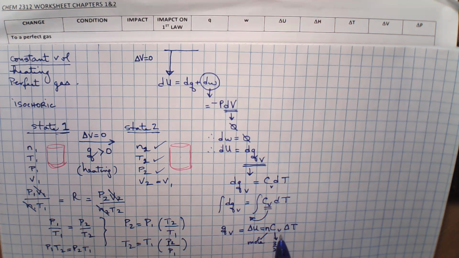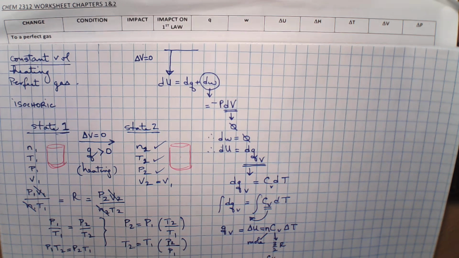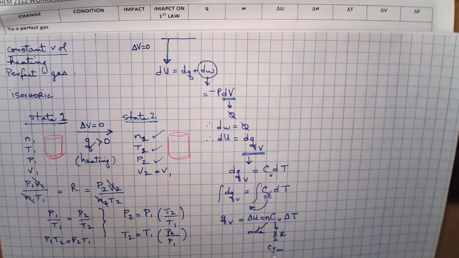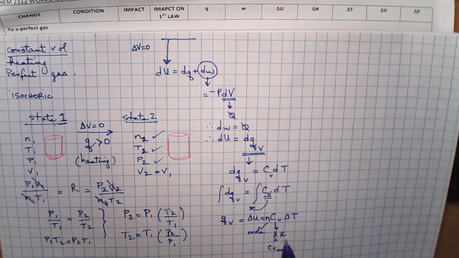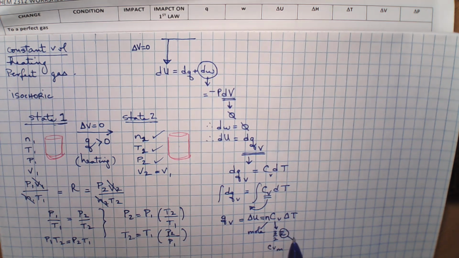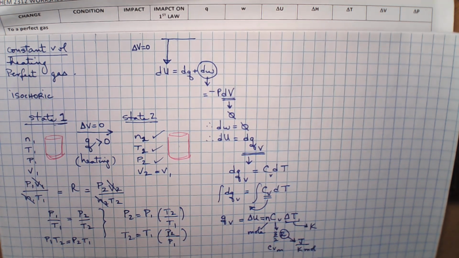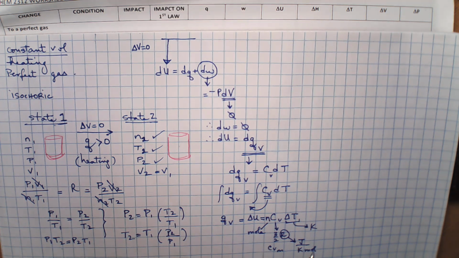Okay, so this is a molar C_V. Sometimes we see it written as C_V,m, and that just means it's a molar C_V, but it's 3/2 R. The units of R are 8.3145 joule per K mole, and my delta T, of course, is in Kelvin. And so moles go out with moles, Kelvin out with Kelvin, and I'm left with a delta U, or Q sub V, in energy units of joules.